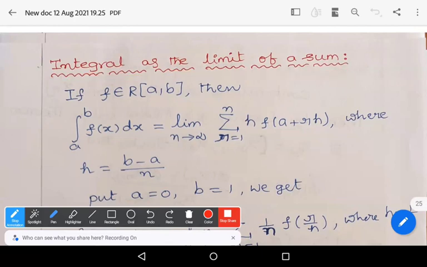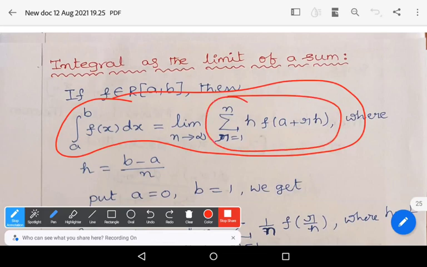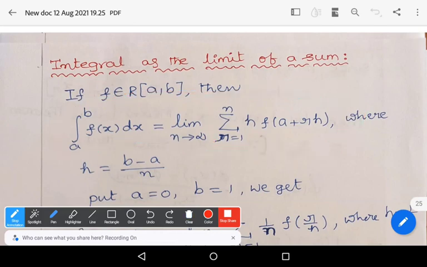Observe that. Suppose f belongs to capital R of a comma b. It means f is a Riemann integrable function over the closed interval a comma b. Then integral a to b f of x dx can be written as limit n tends to infinity summation r equals 1 to n h into f of a plus rh, where h equals b minus a by n.